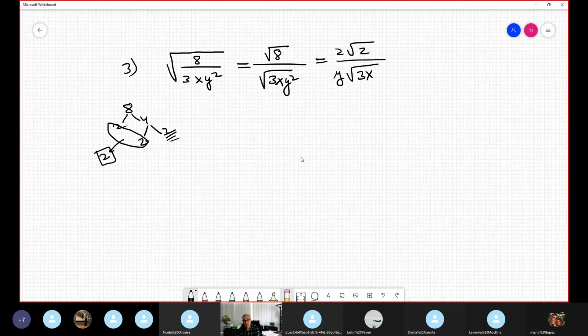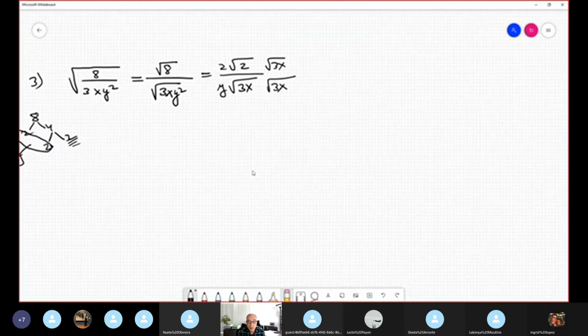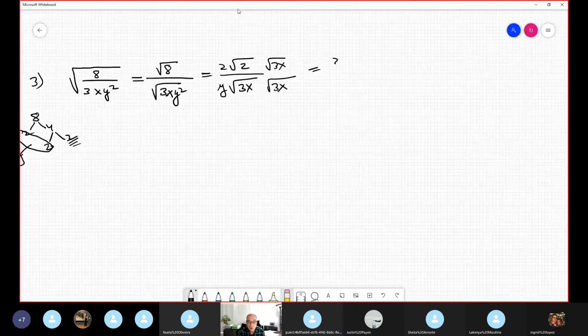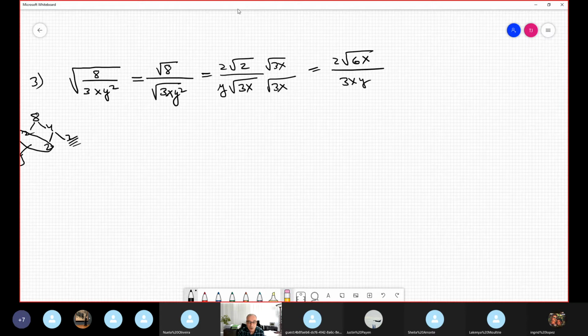Do I finish? No, of course not, because you need to rationalize. Rationalization is multiplication by radical 3x over radical 3x. Now we have in the top 2 radical 6x over, in the bottom, 3xy, because radical 3x times radical 3x is 3x, and y stays alone. And this is the final answer.